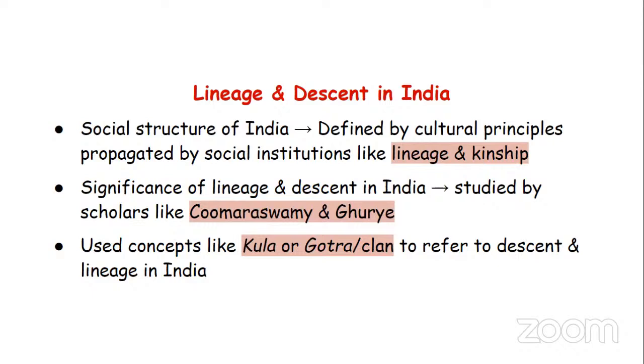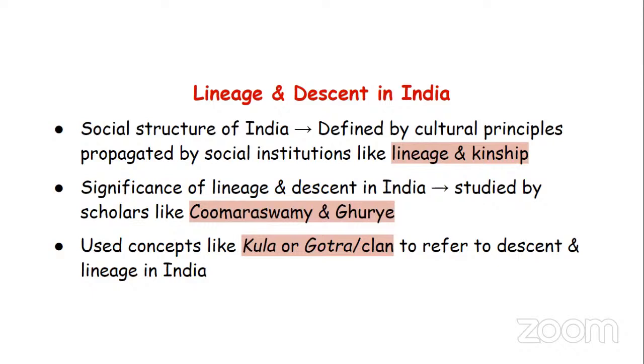Yesterday we already studied what lineage is and what descent is, and what the major differences between the two are. So I'm not going into these concepts in much depth again. Now let's just focus on these two concepts in the context of Indian society. Okay, so what is lineage and descent in India, or how is it?